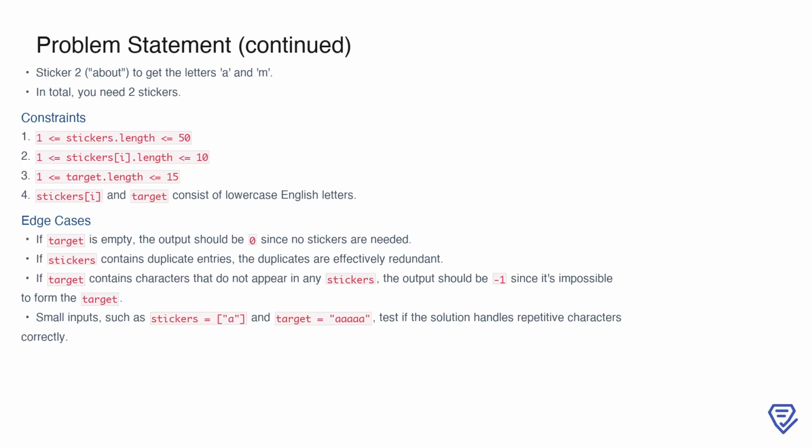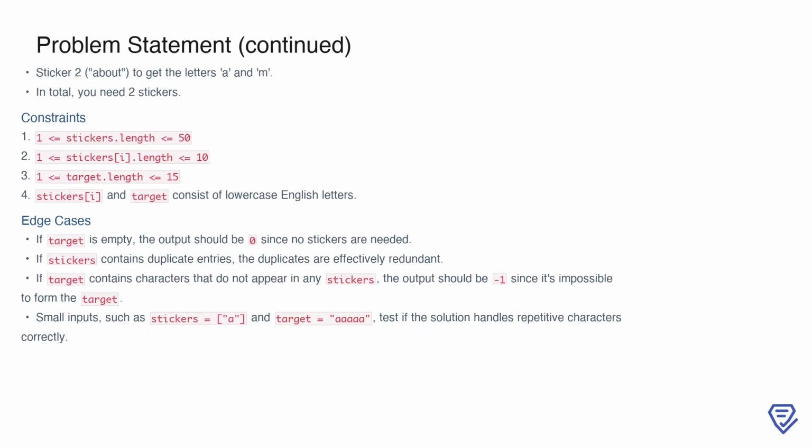Some important edge cases to consider include situations where the target is empty, in which case no stickers are needed and the output is 0. If the stickers list contains duplicates, those duplicates don't impact the solution since they're redundant. Additionally, if the target contains a letter that doesn't appear in any of the stickers, it's impossible to form the target, so the output should be -1. Small inputs, such as when the target requires repetitive use of a single letter, will test how well the solution handles these scenarios.